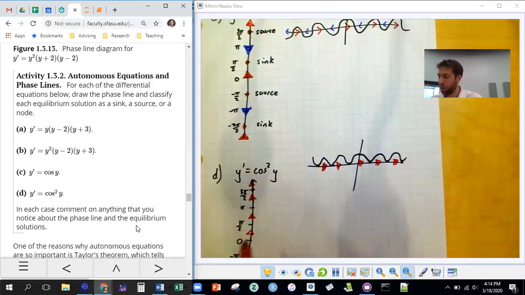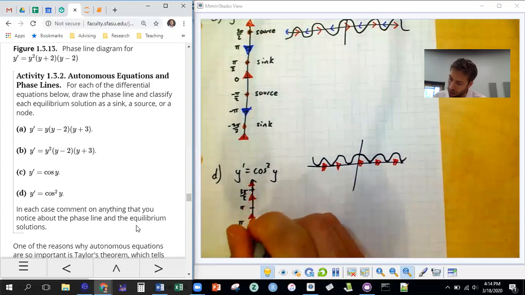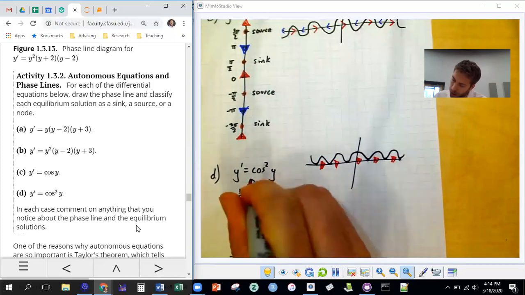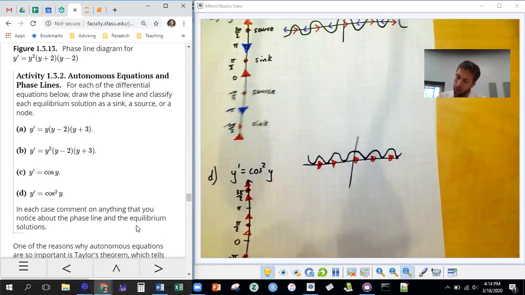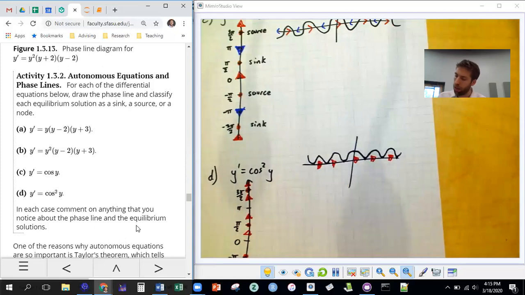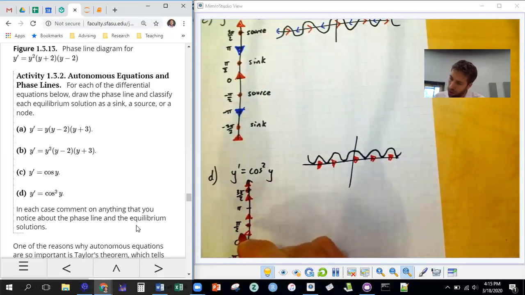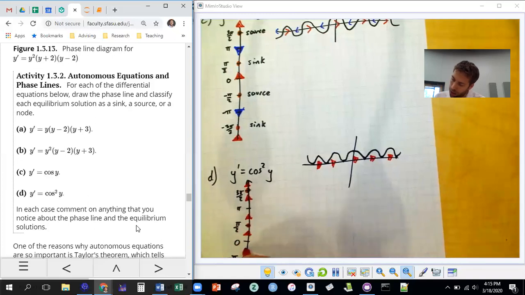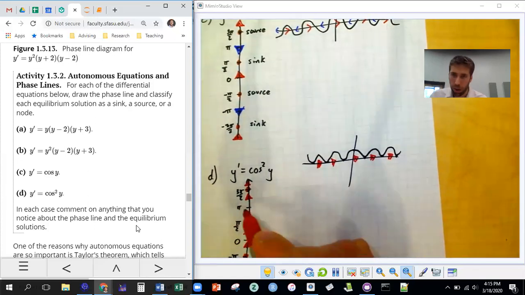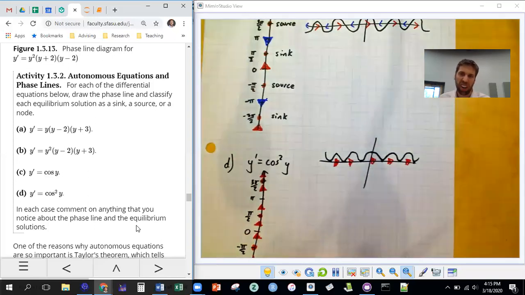Wait, but I messed up. Where did I mess up? I put in more nodes than there are. Pi over 2, negative pi over 2, 3 pi over 2, and negative 3 pi over 2 are where my nodes are. Not at 0 or pi or anything. It's all still positive anyway. So I put in little double arrows there when I didn't need to, but it's fine.